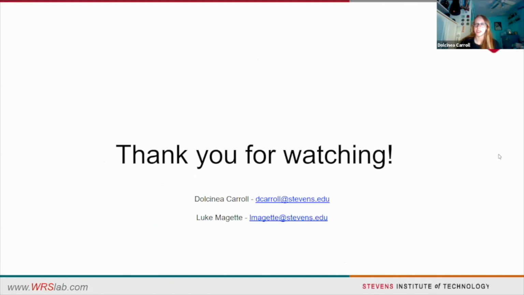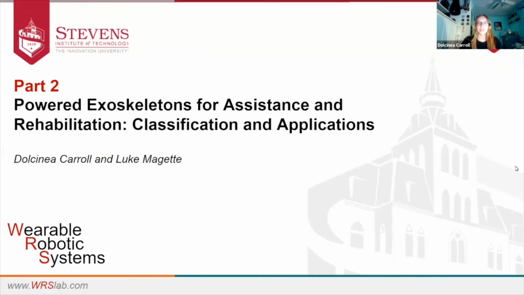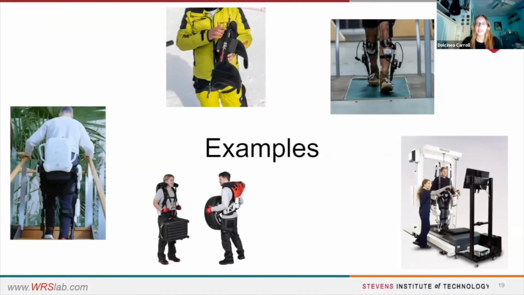Hello, this is part 2 of Powered Exoskeletons for Assistance and Rehabilitation. My name is Dulcinea Carroll, and my colleague is Luke Medjett. In this presentation, we will be going over some examples of exoskeletons and what classifications from part 1 they fall under. We are going to discuss application, body segments, portability, anchoring points, and passive versus active joints. When you see the devices, pause the video and try to guess which classifications they fall under.